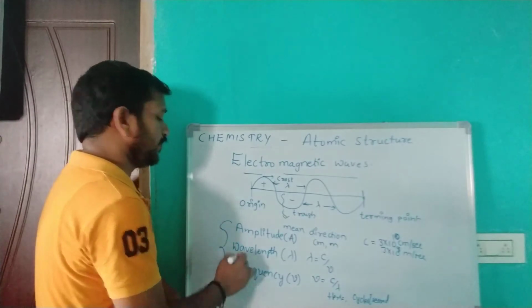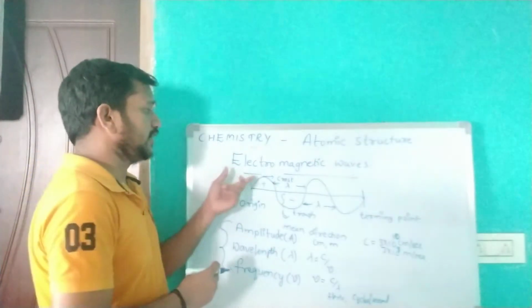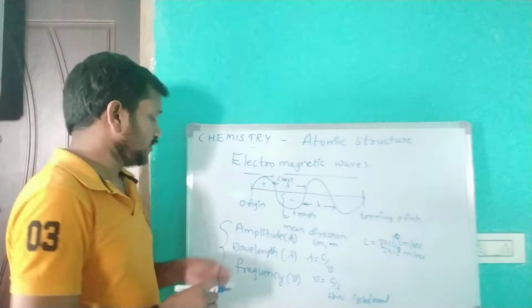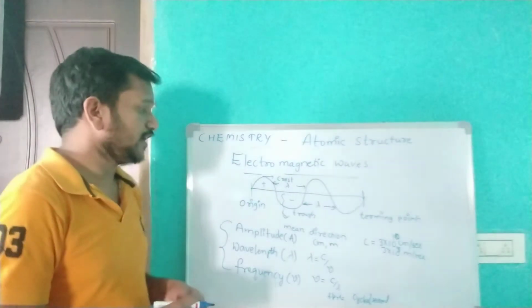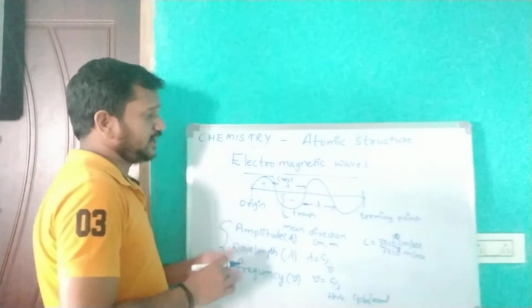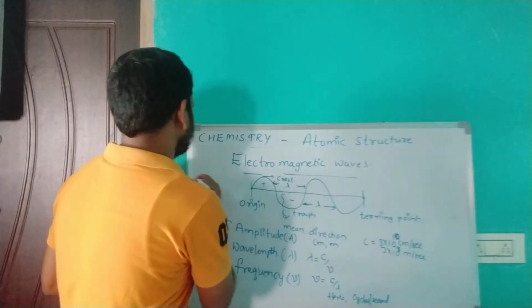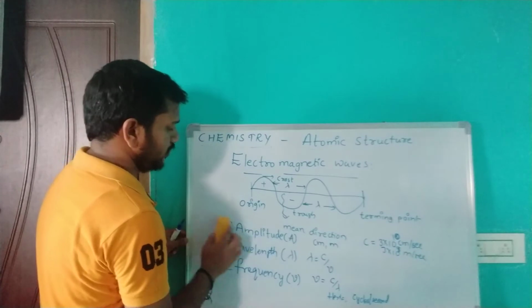These three are the primary components of an electromagnetic wave. These three do not depend on any other components. Okay? And the next property is wave number.